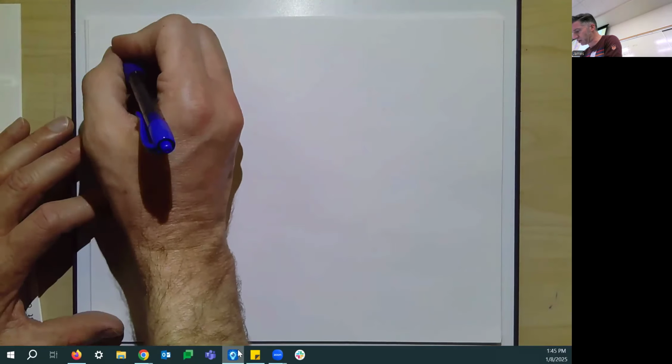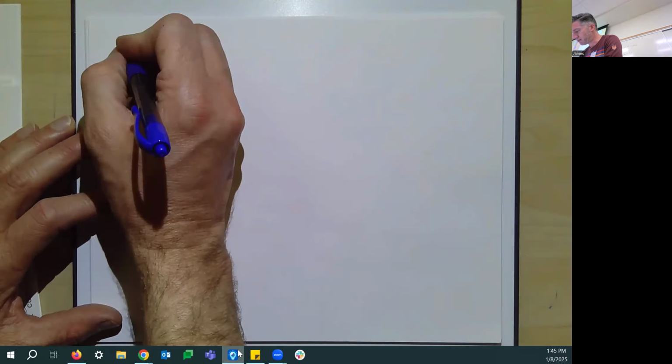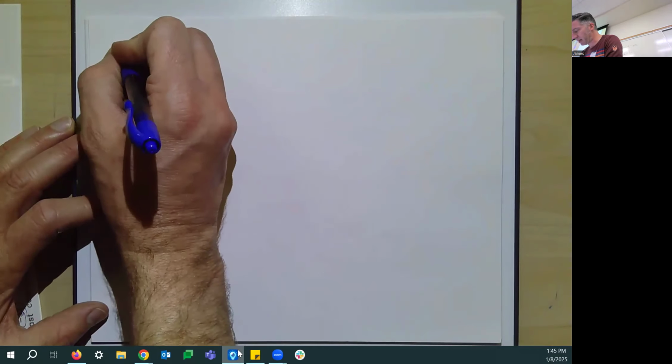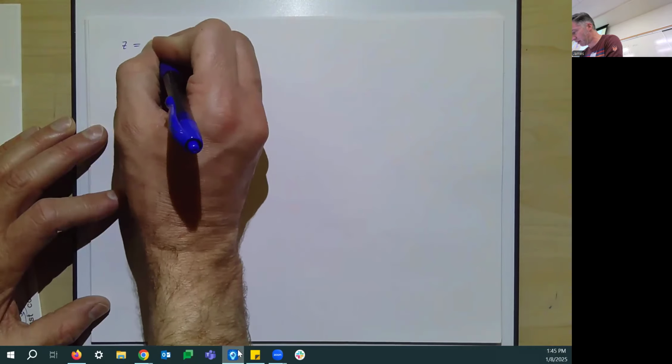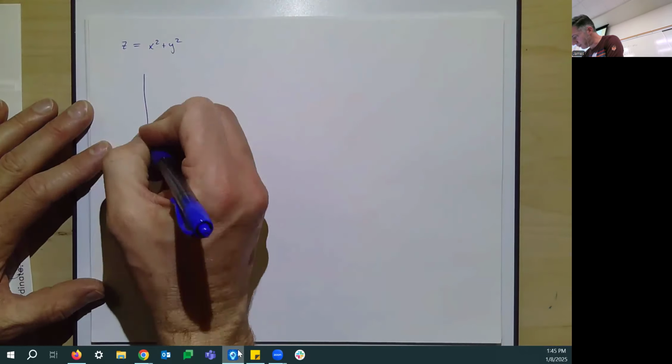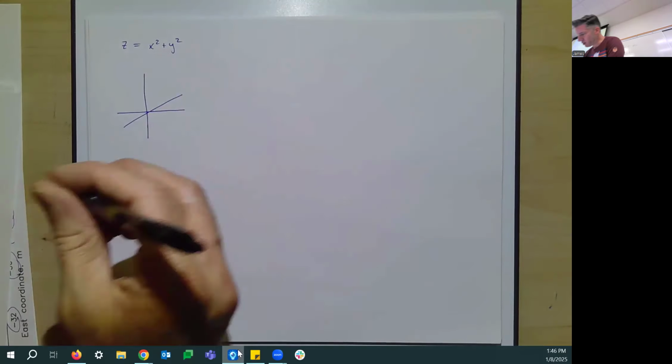Let's look at these equations. They're basic examples that you might have already seen, but they're useful. We've got z equals x squared plus y squared, which is your usual standard paraboloid. It's like a parabola that has its vertex at the origin and opens upward. So it's your usual paraboloid like this.